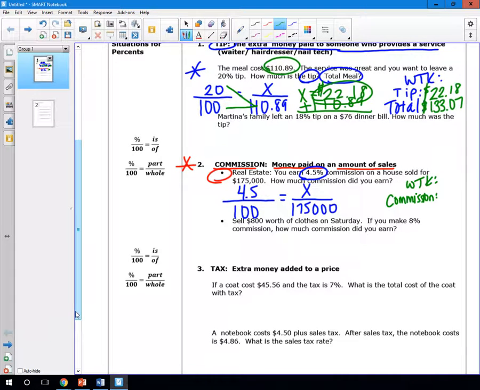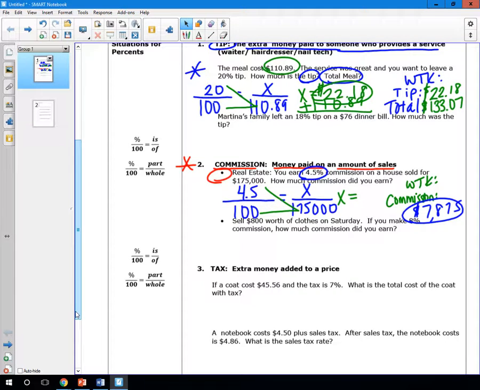Okay, so same thing here. We're going to cross multiply and divide. And when I cross multiply and divide, I get that I earned $7,875 on commission. Now, let me ask you something. You're probably saying, well, do we need to add or subtract that? Well, you sold a house for $175,000. You're only going to make a certain percentage of that. So you're not going to make more than that, and we don't want to take it away from the total. That's just the amount that you're making. So that is my final answer.